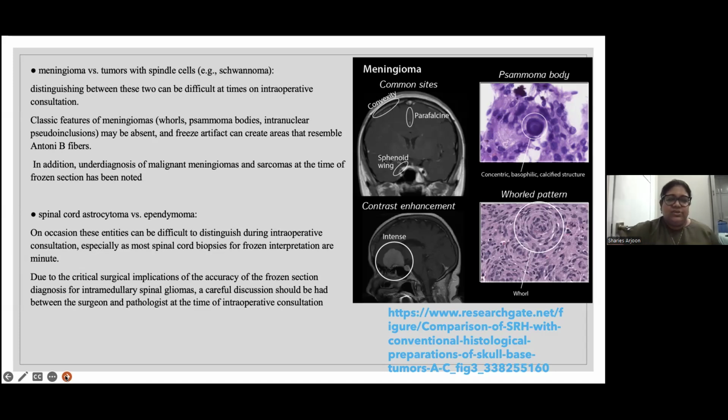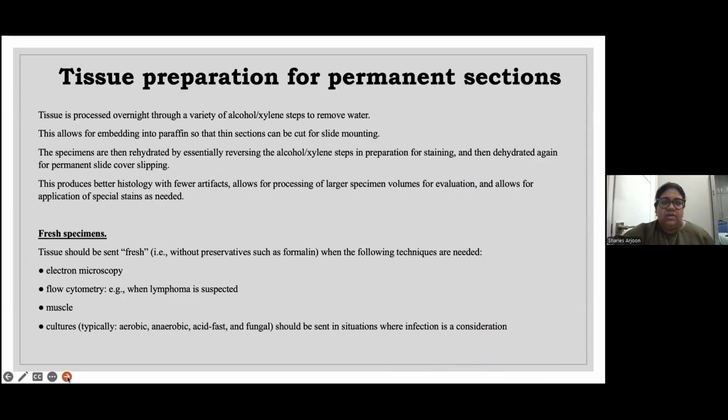Spinal cord astrocytomas and ependymomas, due to the critical surgical implications of the accuracy of frozen section diagnosis for intramedullary spinal gliomas, a careful discussion should be had between the surgeon and the pathologist at the time of the intraoperative consultation. So tissue preparation for permanent section, the slide just shows some of the steps that can be followed.